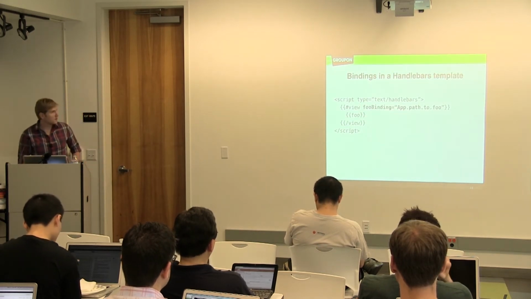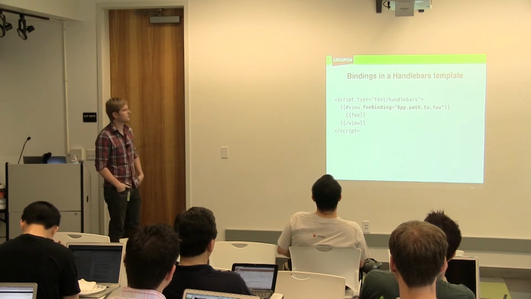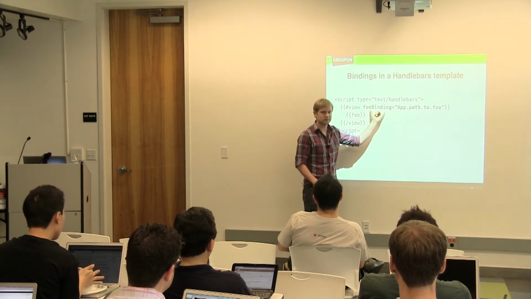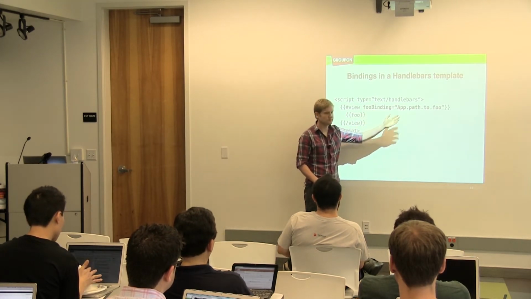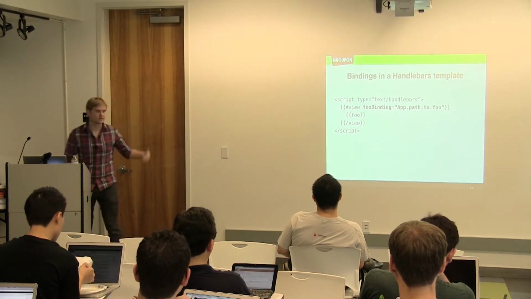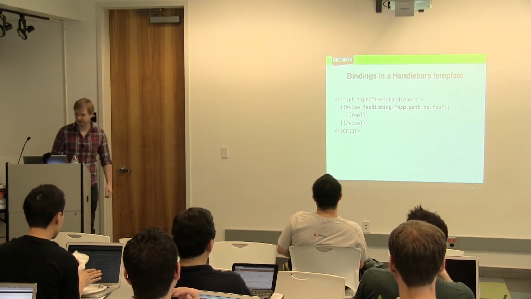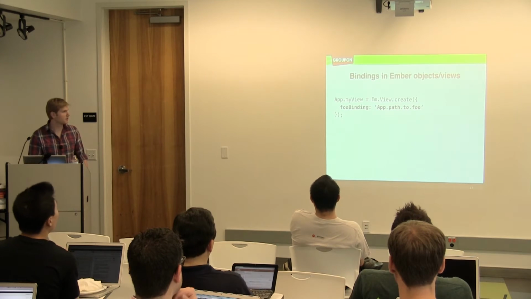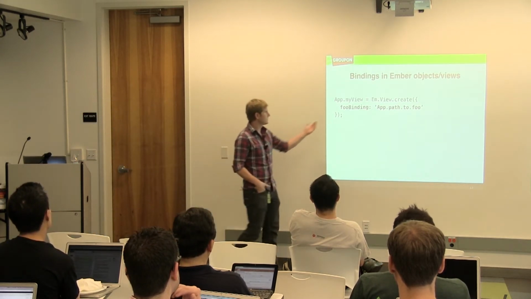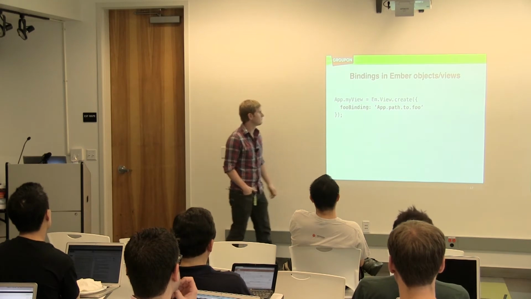So this is how you do a binding in a handlebars template. Basically, there's a keyword here, binding. So this is the property name, binding, and the path. And then anything inside of there will just be picked up like a local property to the view. Same thing here. This is a view, but it could be any object. Just foo binding, app path to foo.